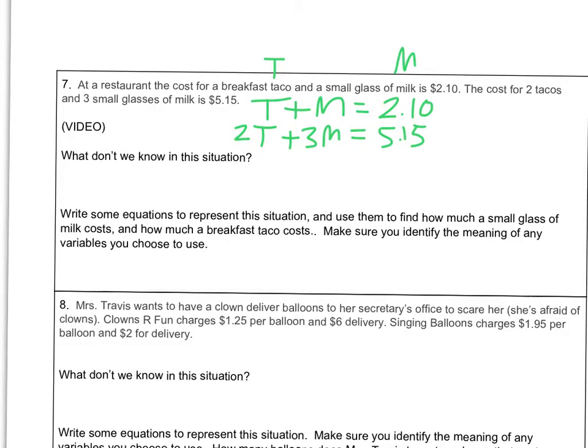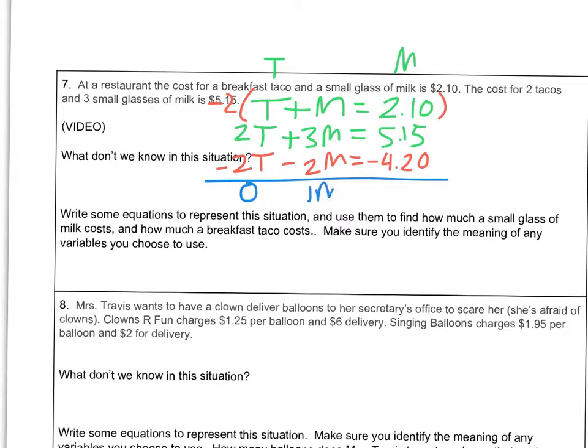In order to do these, I'm going to multiply the top one by 2. And that's going to give me 2T. Let's make this negative 2. So negative 2T minus 2M is equal to negative 4.20. And that way I can just add these two together. And I get 0. I get 1M.